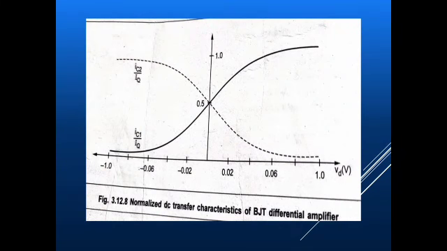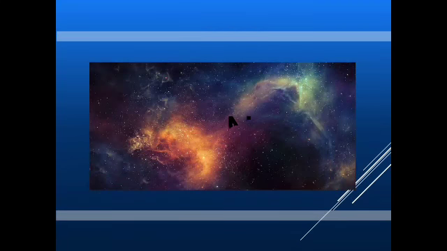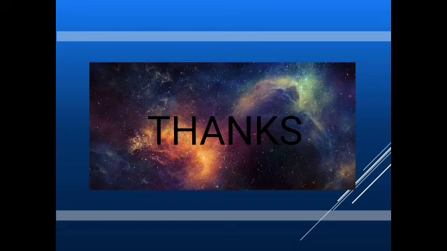This is the DC transfer characteristics of a BJT drawn for IC1 by IQ and IC2 by IQ. With that, we have discussed all the characteristics of a differential amplifier: DC transfer characteristics, common mode amplification, differential mode amplification, and its common mode current gain, differential mode current gain, and CMRR so far. With that, we have completed the entire second unit. Thank you.